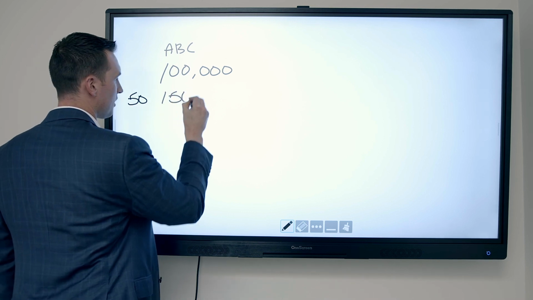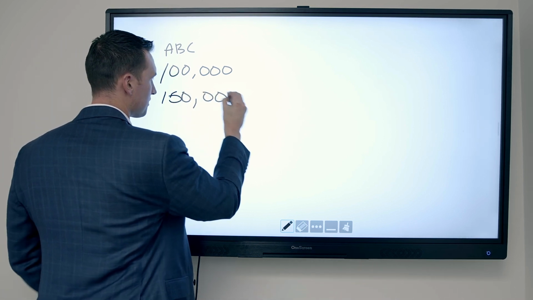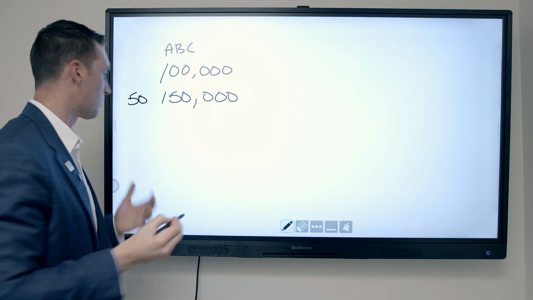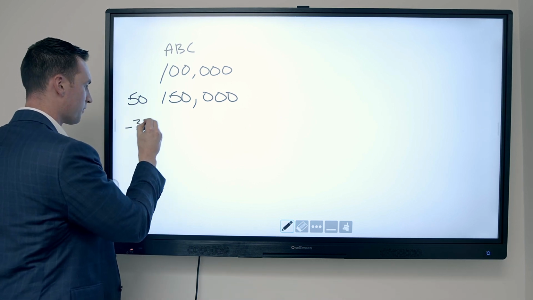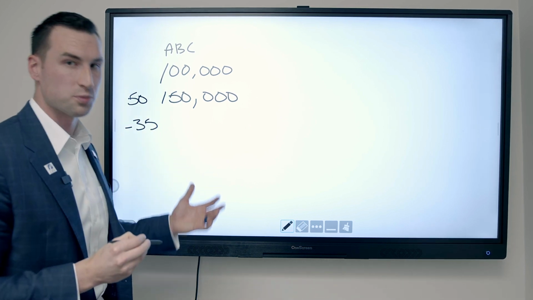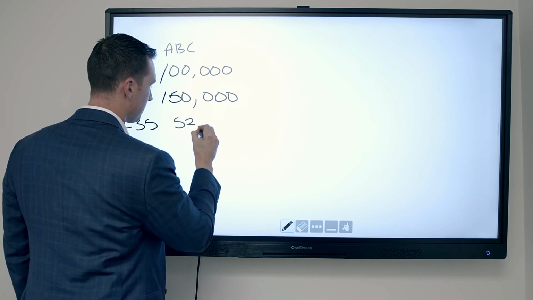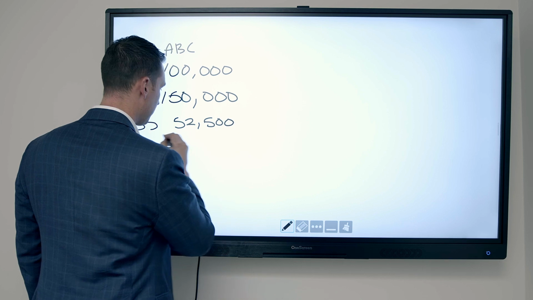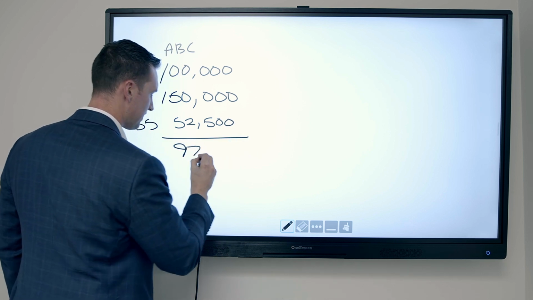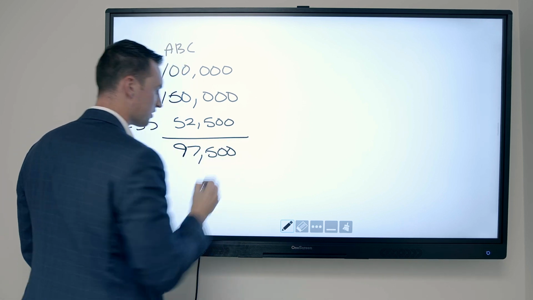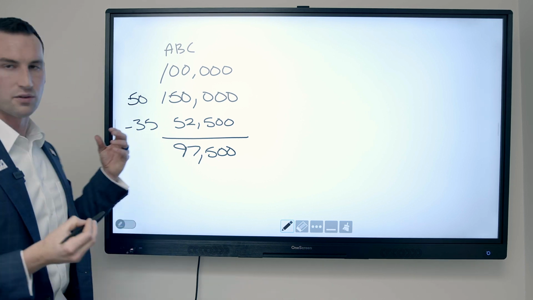And the $100,000 grows to $150,000. The next year is not so great. The market goes down 35%, so your portfolio goes down 35%, or your neighbor's portfolio in our example. It goes down to $52,500. So after 2 years, they now have $97,500. They have less money than when they started.